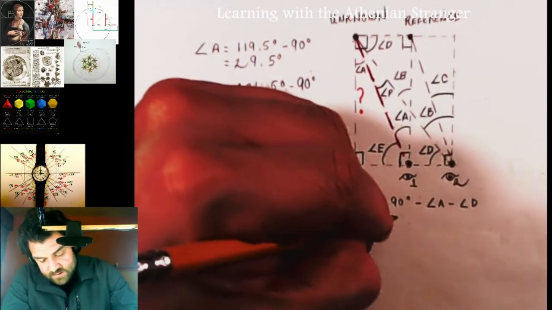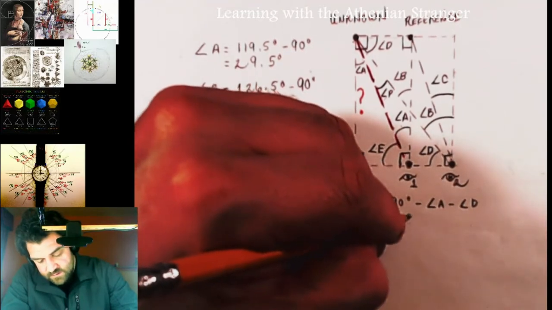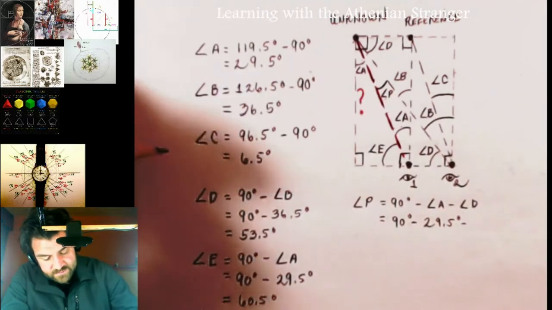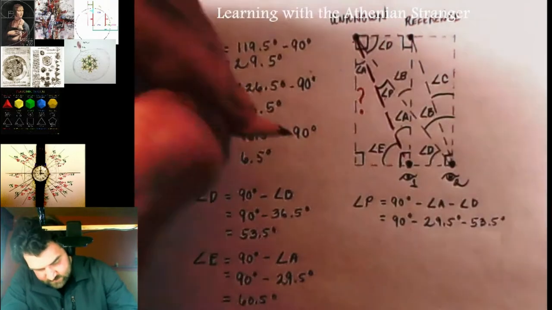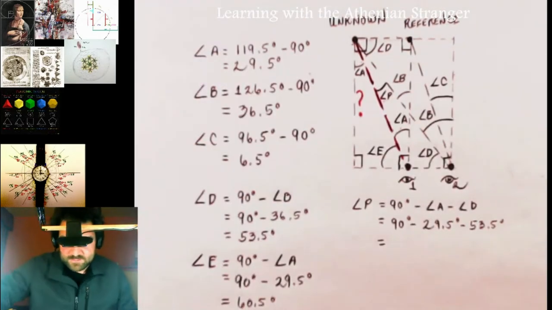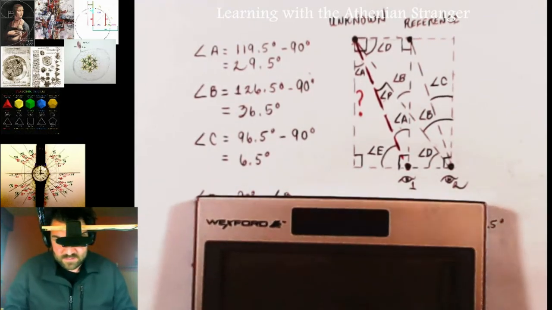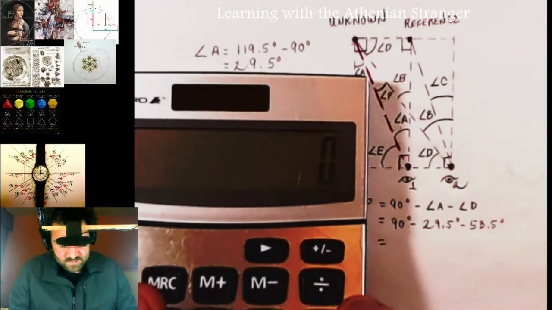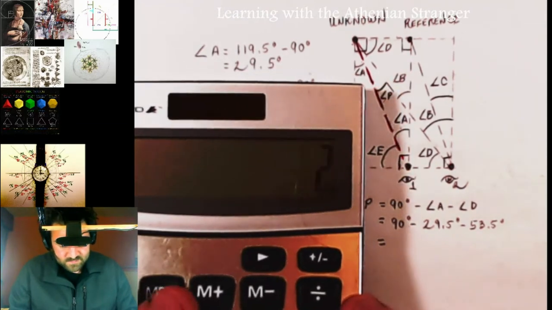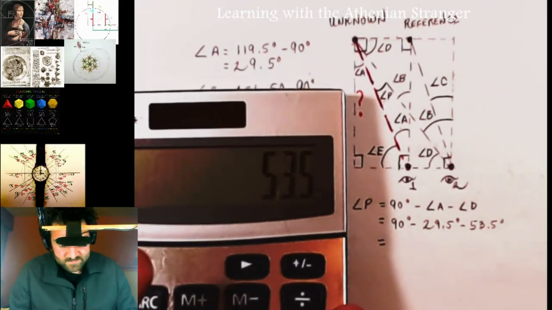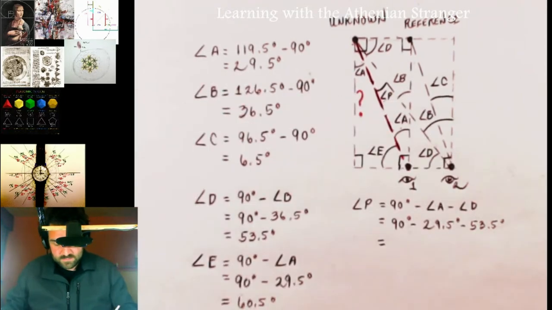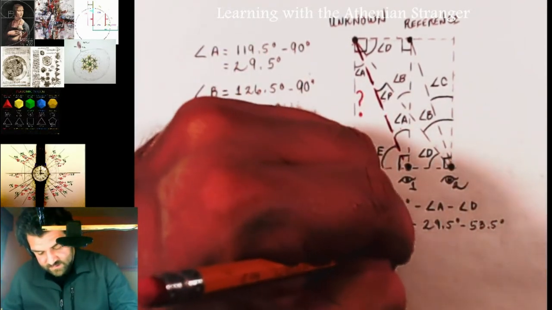That's just equal to 90 degrees minus angle A of 29.5 minus angle D of 53.5. So my parallactic angle is equal to 90 minus 29.5 minus 53.5. That's 7. So my parallactic angle is 7 degrees.